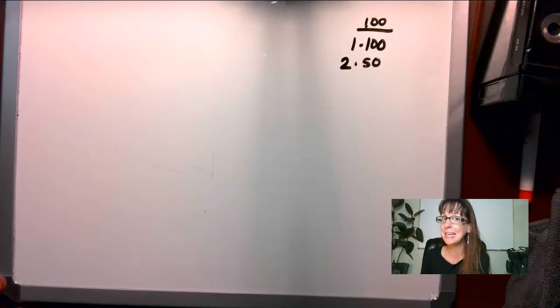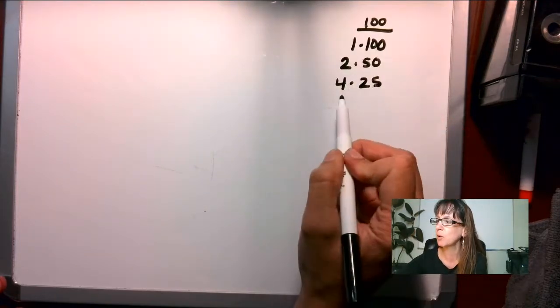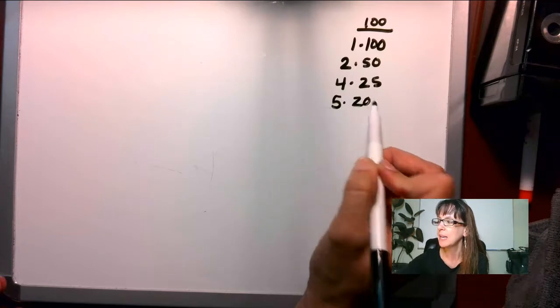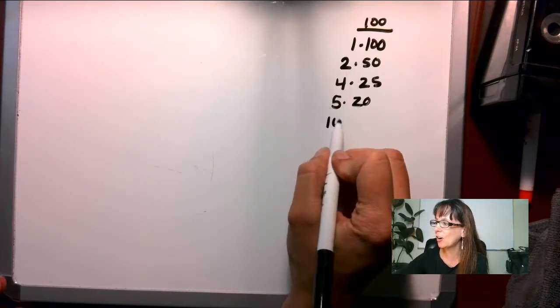Now 3 does not go into 100, but 4 does. 4 times 25. After 4 comes 5, 5 times 20. 6 does not go into 100, 7, 8, 9, 10 is our last one.